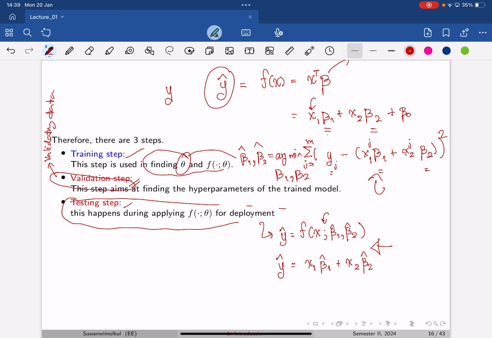So this validating data will be used for finding the hyperparameters, and in this case, it will be the number of parameters. But of course, if you need more parameters, let's say you have beta 3, very likely you will also need your inputs, not just x1 or x2, but you also need x3, x4. That means your input sample will have to be of higher dimension, or sometimes we call it features.